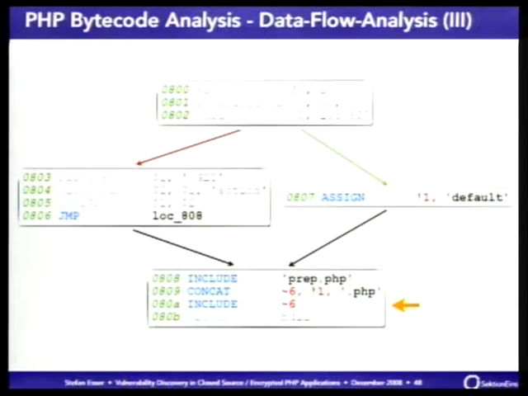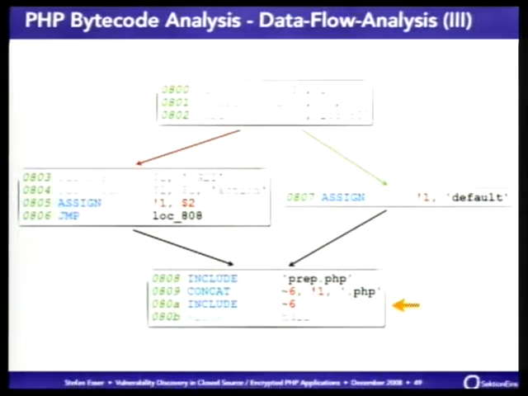On the other side, we have a jump opcode. A jump opcode doesn't write anywhere, so we don't care. The next thing is an assign. We see there's a temporary variable 2 that is assigned to the compiled variable 1. So now we need to find out what temporary variable 2 actually is.